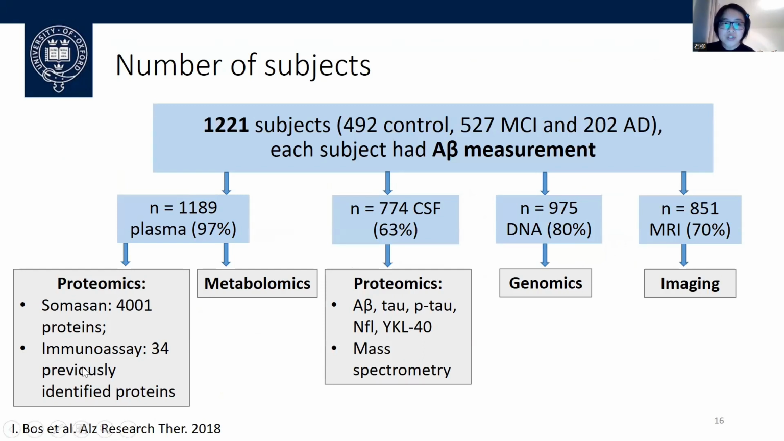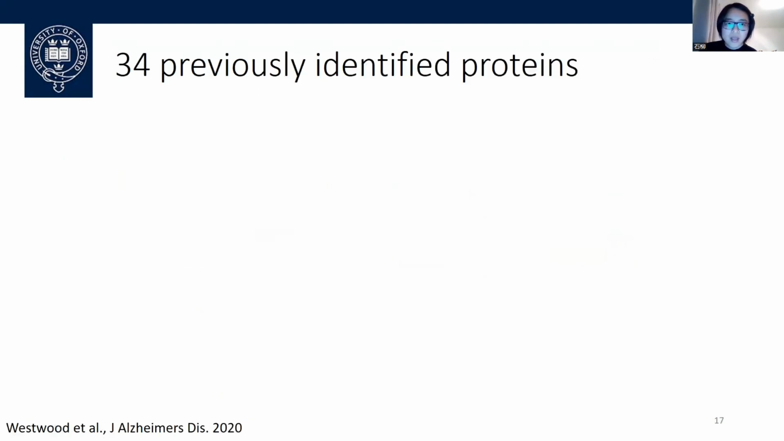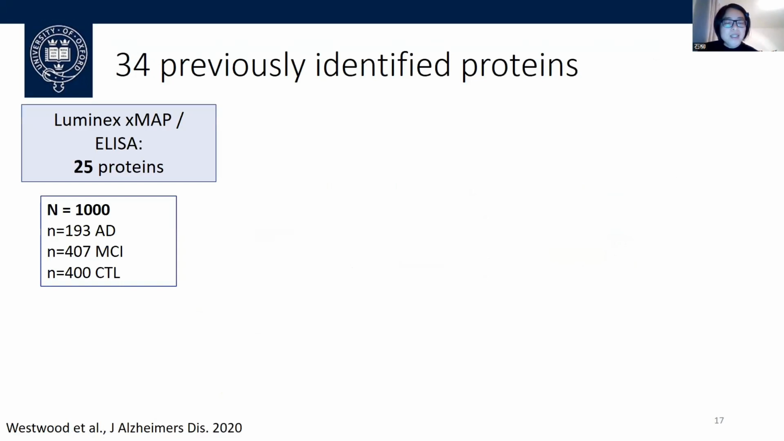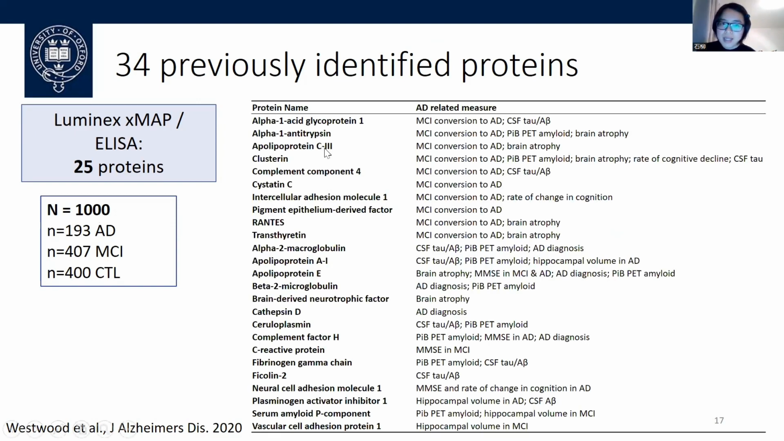And now I'll show you the results we have analyzed based on the immunoassay to test 34 previously identified proteins. So we used different platforms to measure the 34 proteins. For 25 proteins, we used Luminex and ELISA to measure them in 1,000 subjects. This table shows you the proteins in detail.